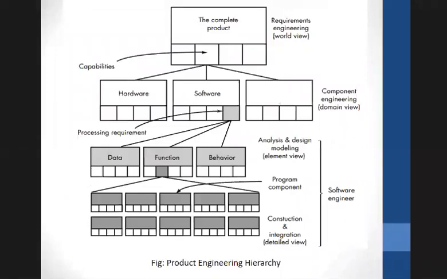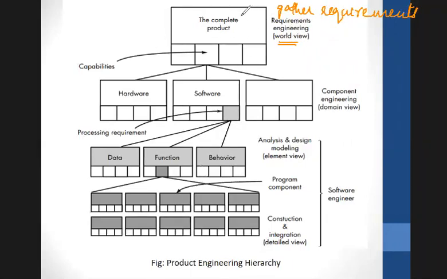Now this is the diagrammatic representation for the product engineering hierarchy. Within the product engineering hierarchy, this worldview is achieved by requirement engineering. Requirement engineering means you are going to gather all the requirements for developing a particular software. Each and every stakeholder, that is people that are going to benefit from this software, will have different requirements. So you're going to identify different stakeholders and gather requirements from all of these people.